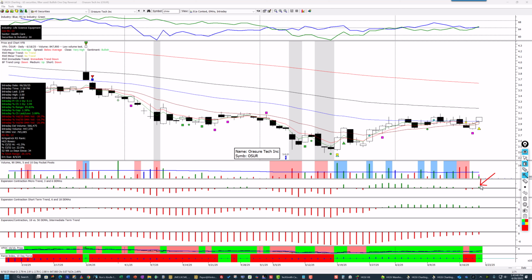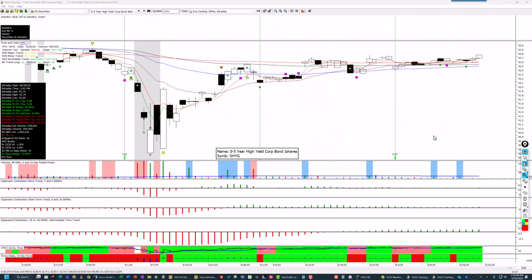But you can see today that the 3 has crossed above the 6 if you look carefully at it. And the 6 was above the 18, but the fan is still down. This is a stock that's still in a downtrend, but you can see there's been some accumulation across here.